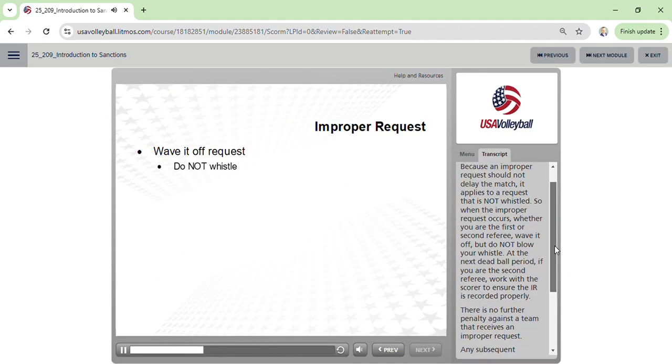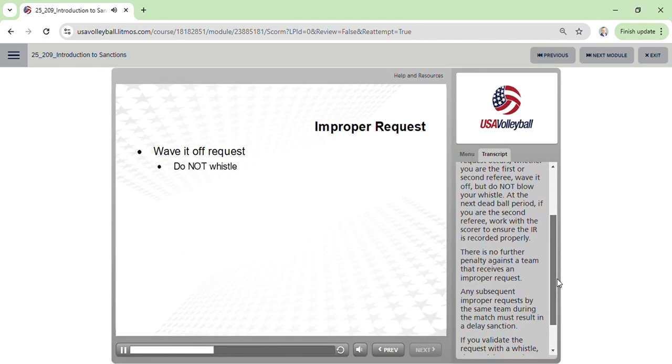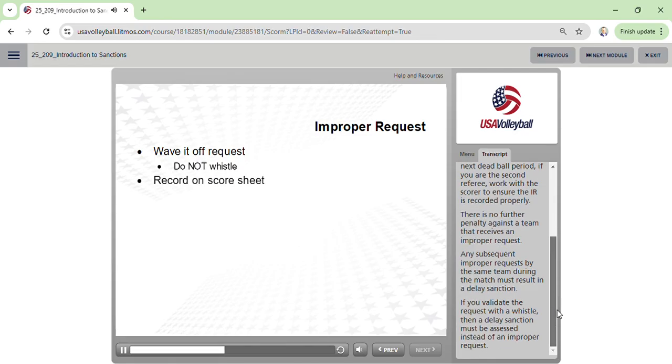There is no further penalty against a team that receives an improper request. Any subsequent improper request by the same team during the match must result in a delay sanction. If you validate the request with a whistle, then a delay sanction must be assessed instead of an improper request.